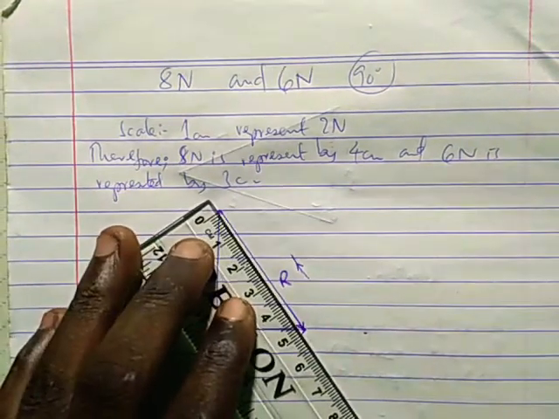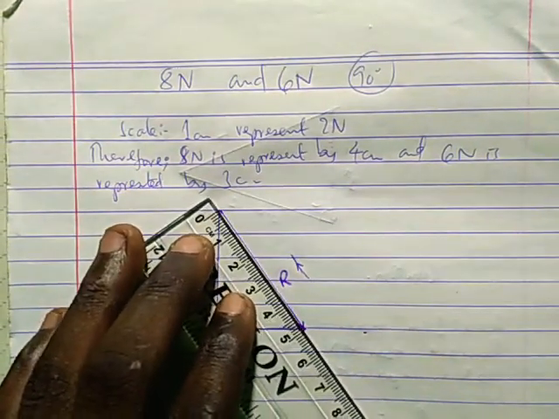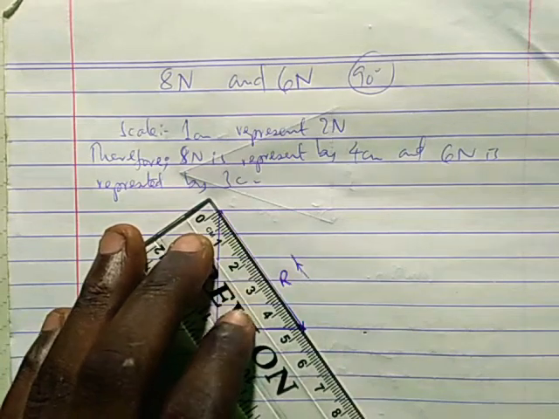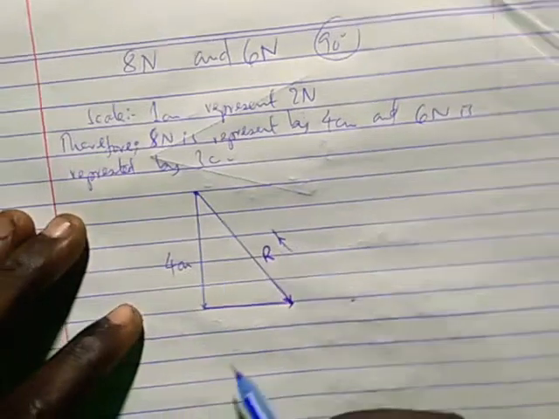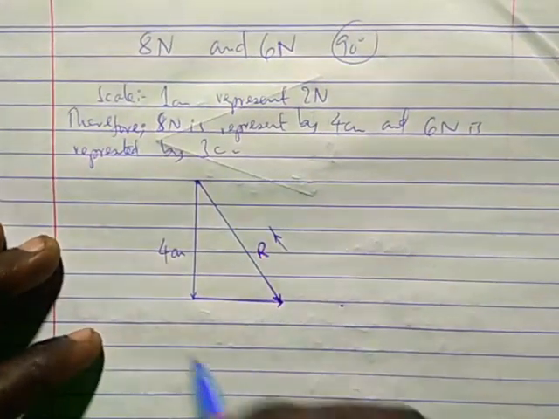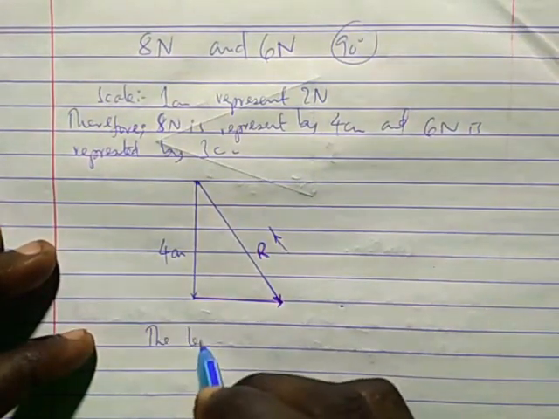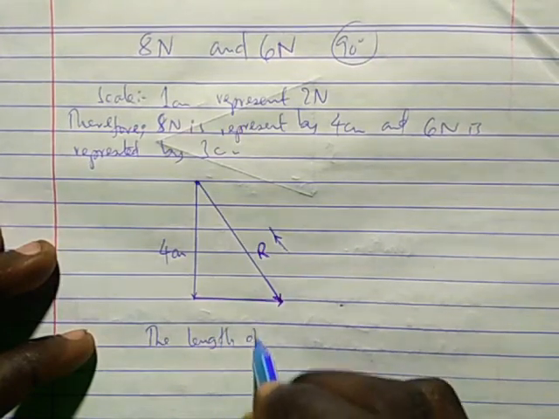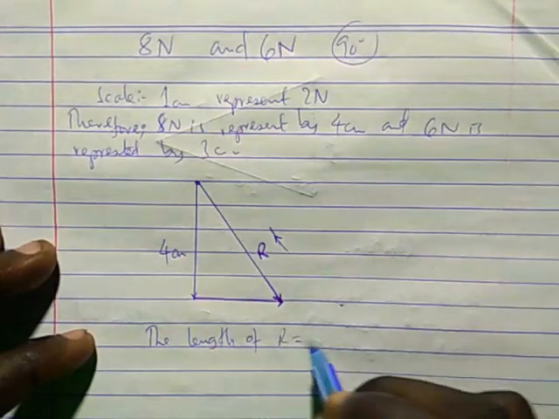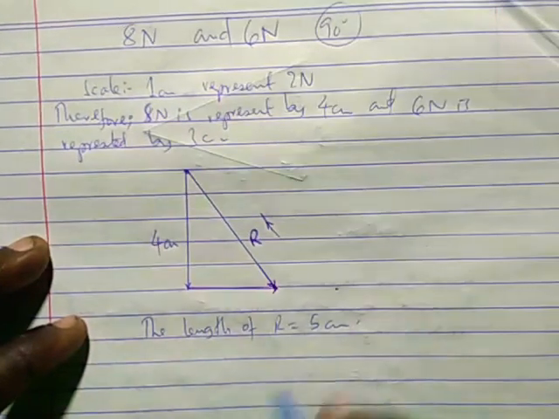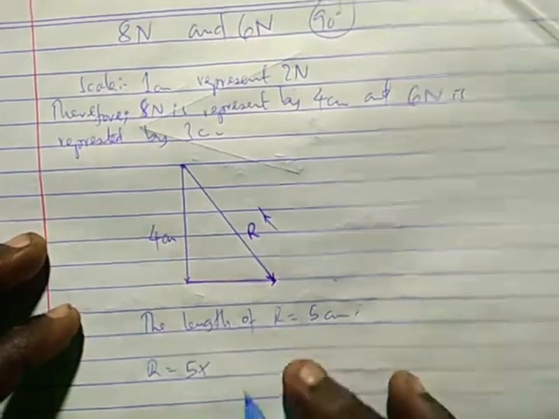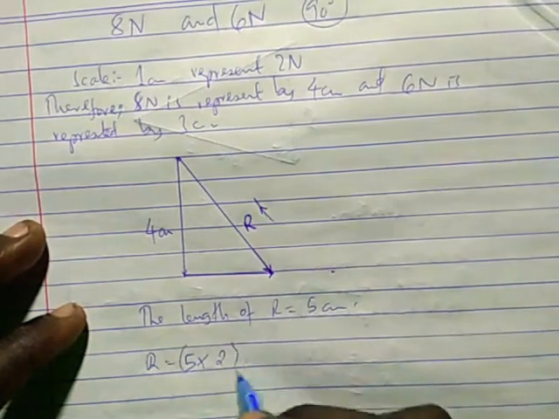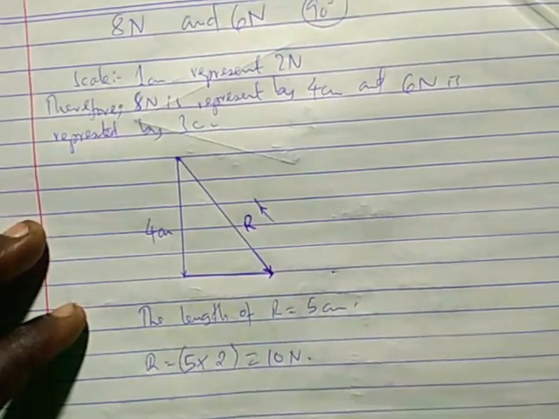So tutameasure the length of this line. And I think you can observe that the length of this line is 5 cm. So the length of R ni sawa sana 5 cm. So resultant force R itakuwa sawa na 5 cm. Tukizidisha na scale yetu ambayo ilikuwa 2 newton, which will be equal to 10 newton.